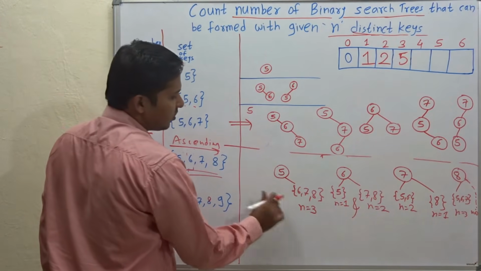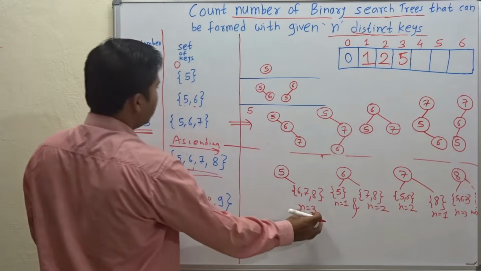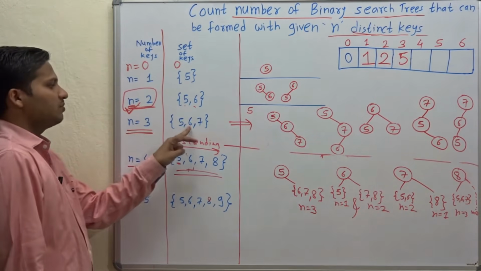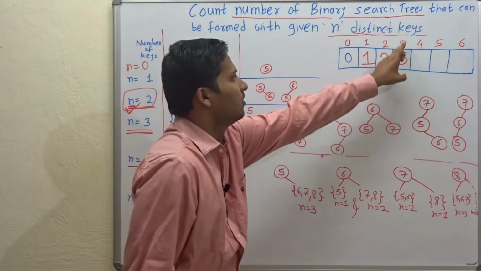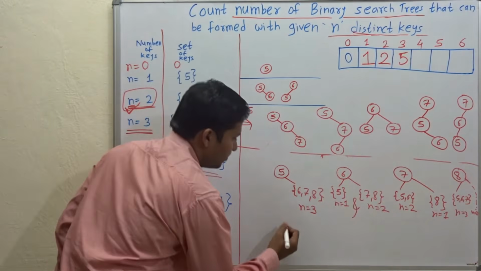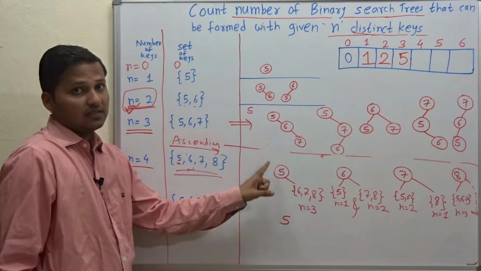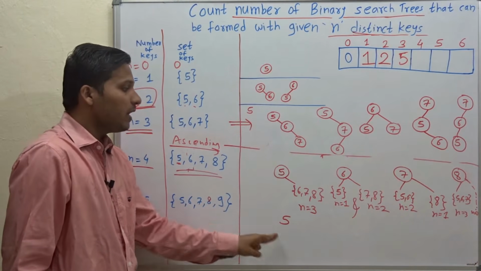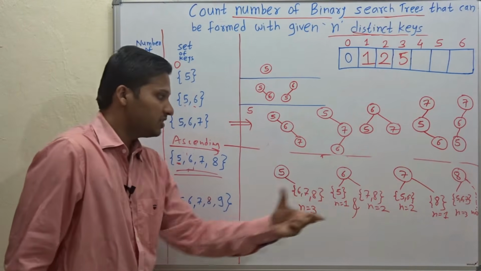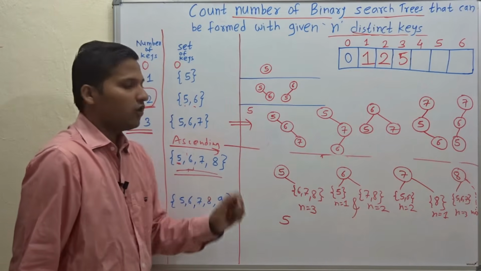Only the variation on the right side should be considered. So what is the variation on the right side? For n equal to 3, how many variations are possible? See here, for 3, 5 variations are possible. So 5 binary search trees can be formed with 5 as the root. I have shown you by forming the binary search trees, which was the proof for that.